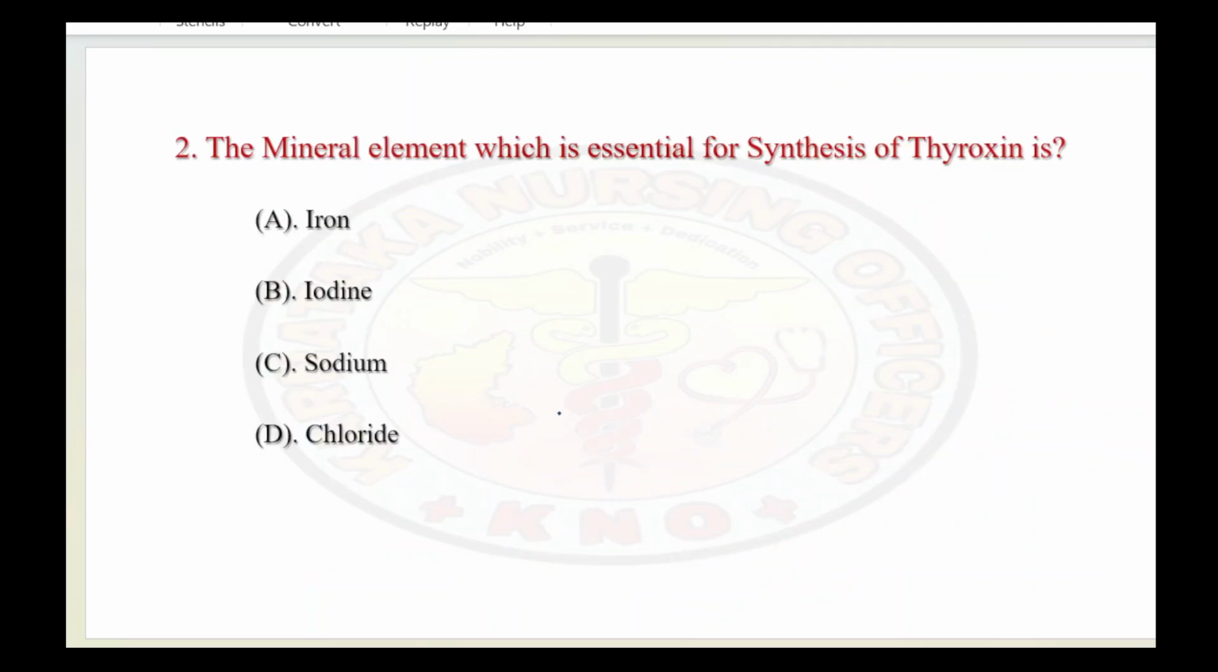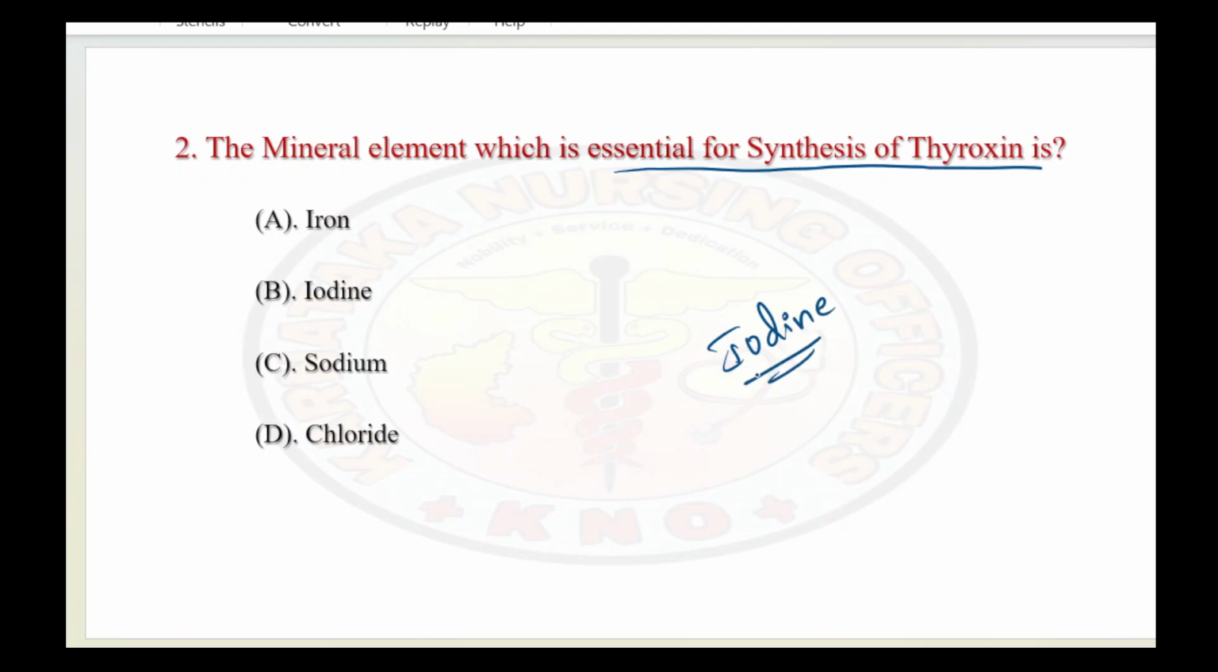So let's move on to the second question here. The mineral element which is essential for synthesis of thyroxine. Okay, so which is important for the synthesis of thyroxine? Here are the options. Option A, iron. Option B, iodine. Option C, sodium. And option D, chlorine. We all know that for the thyroid gland, iodine is a very important, essential element.